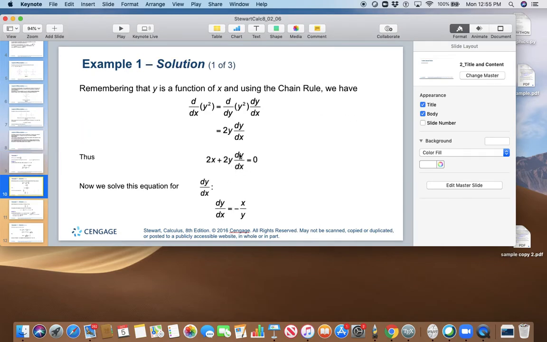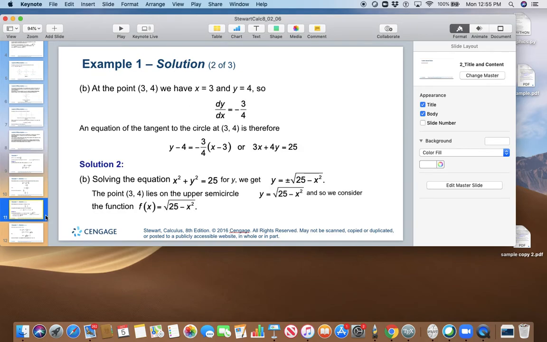Now you can solve for dy/dx. Move the 2x over, get negative 2x, divide by 2y, and you have negative x over y. Now the point (3, 4). x is 3, y is 4. So the slope at (3, 4) is negative 3/4. Once you have the slope and you have the point, you have your equation of the tangent line.